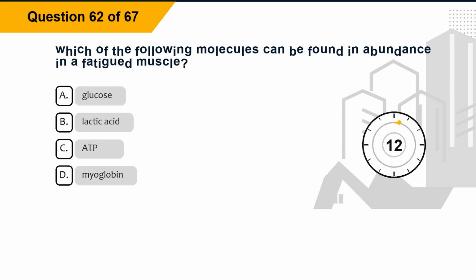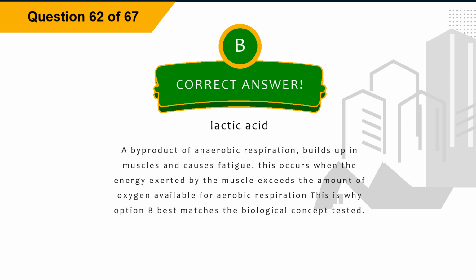Question 62. Which of the following molecules can be found in abundance in a fatigued muscle? Option A, glucose. Option B, lactic acid. Option C, ATP. Option D, myoglobin. The correct answer is option B, lactic acid. Explanation. Lactic acid, a byproduct of anaerobic respiration, builds up in muscles and causes fatigue. This occurs when the energy exerted by the muscle exceeds the amount of oxygen available for aerobic respiration. This is why option B best matches the biological concept tested.